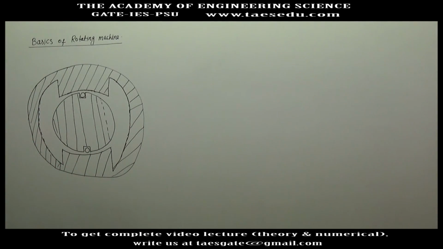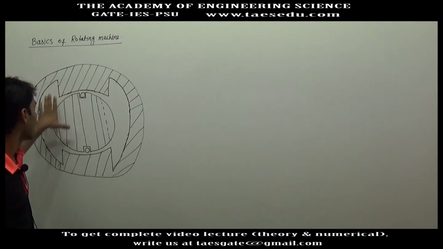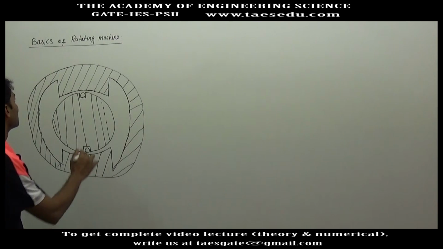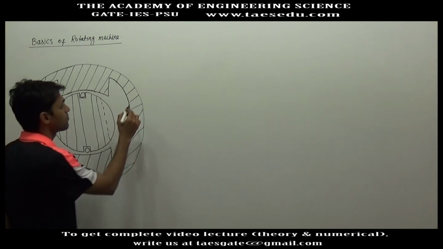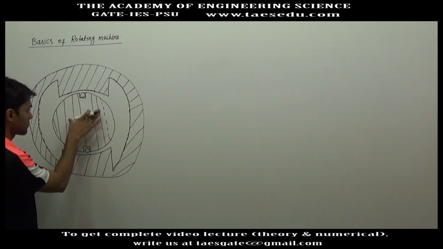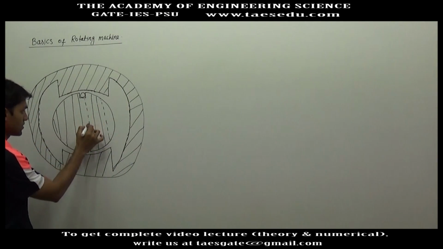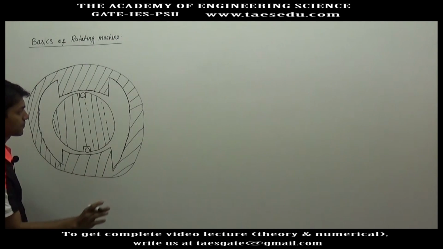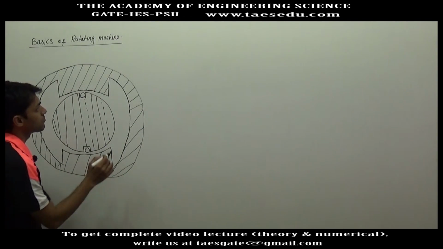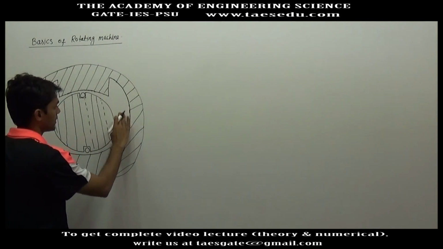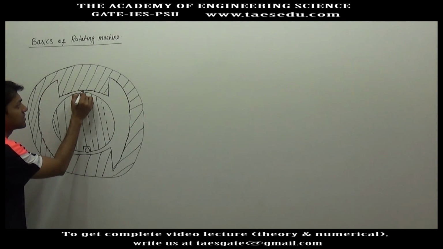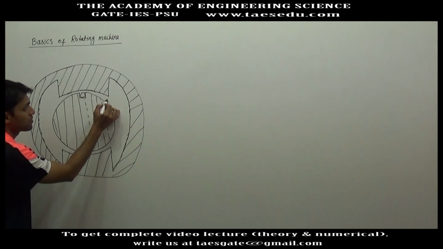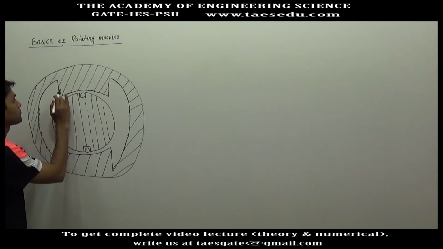The actual machine doesn't look like this, but just to explain the principle, I have made it like this. The hashed part is a magnetic material, and the plain part is air gap. So you can observe that I have made the least air gap here, and here the air gap is highest.